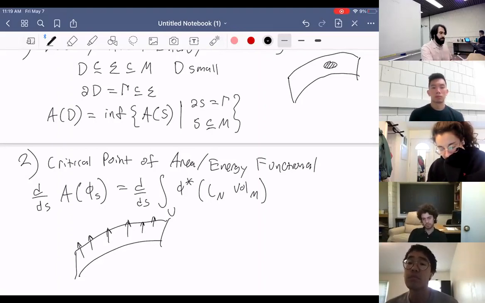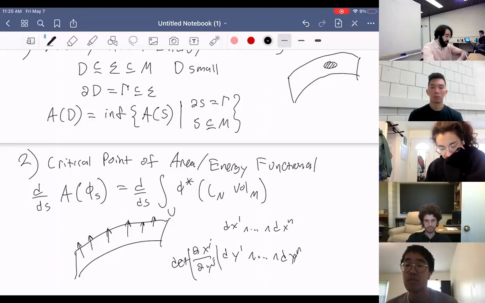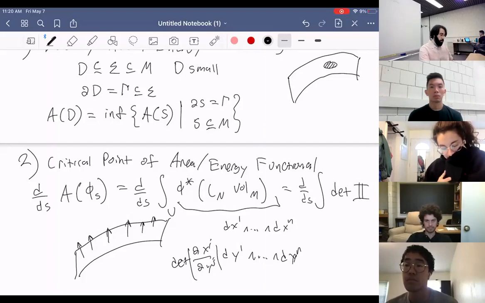And really what this is just doing is changing basis, the same way that if you write the volume form as dx1 through dxn, and then I want to write it as dy1 through dyn, well, then I have to put something out in front of here, which is going to look like partial xi, partial yj, and the determinant of that. And that's just the change of basis thing. So this guy right here really just looks like the determinant of this thing called the second fundamental form.